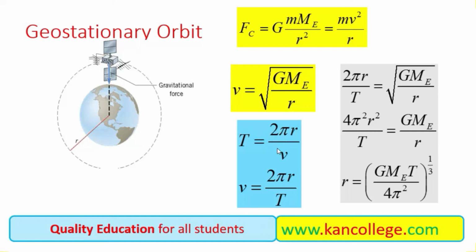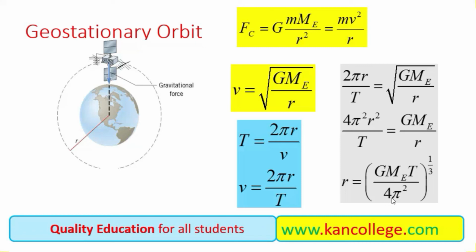Okay, by comparing these two terms, 2 pi r over T, we can find the radius. You know that the time period of both the satellite and the Earth is 24 hours. So putting the value of T equal to 24 hours over here, capital G, the gravitational constant, 6.67 times 10 to the power minus 11 Newton meter square per kilogram square, and mass of Earth 6 times 10 to the 24 kilograms, and pi is equal to 3.14.